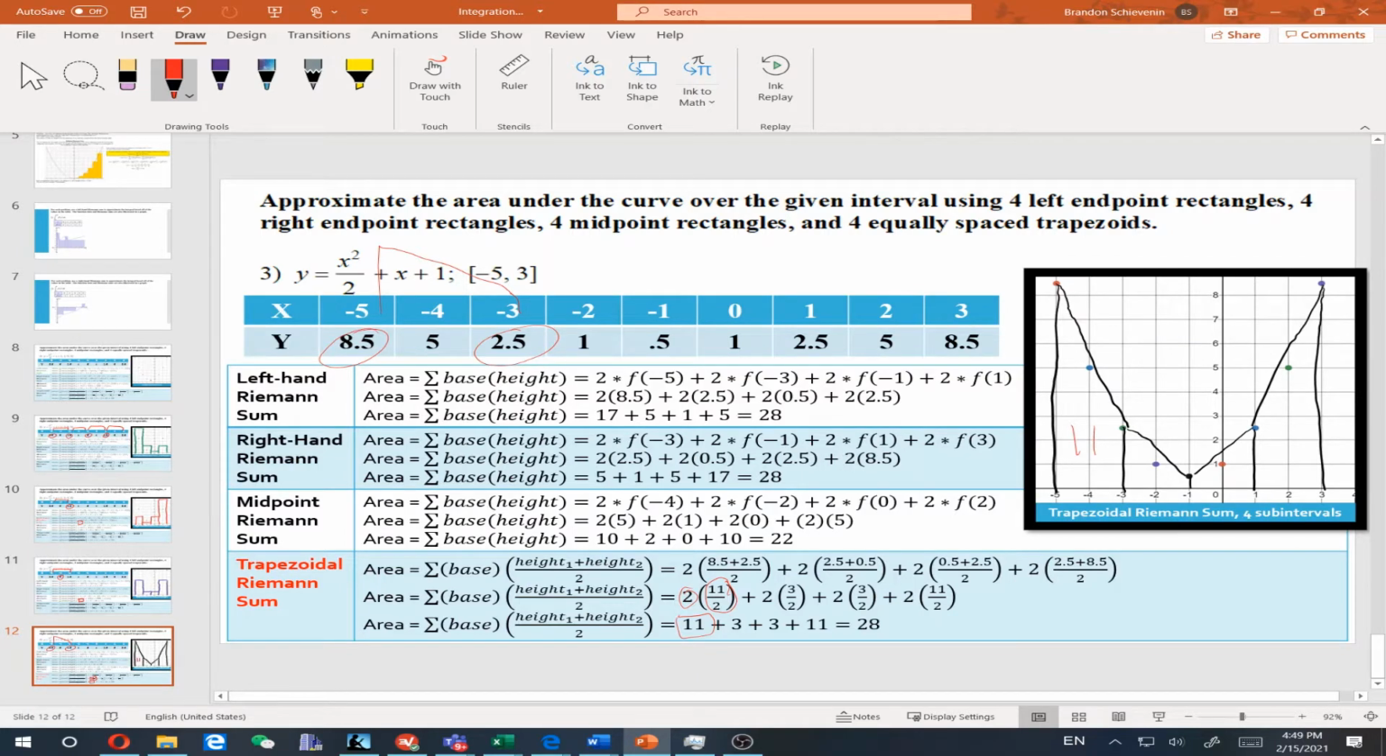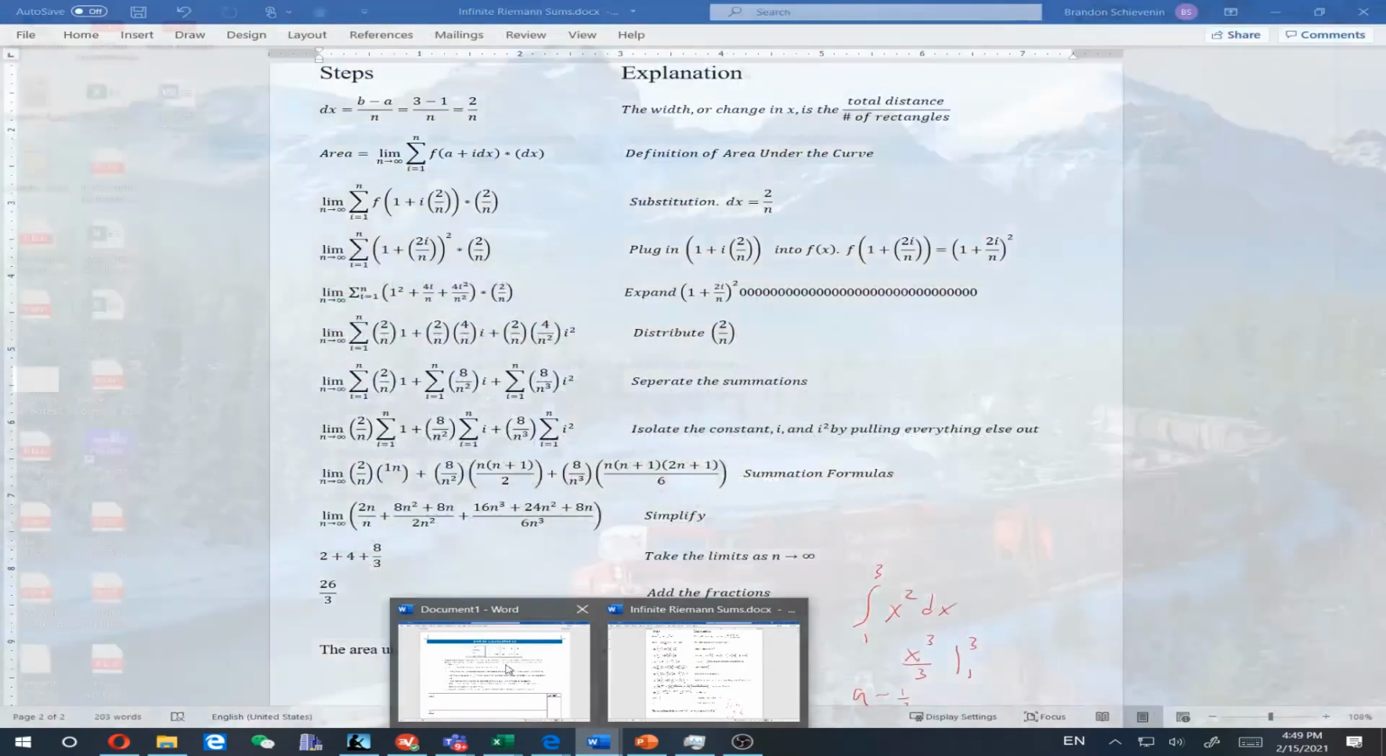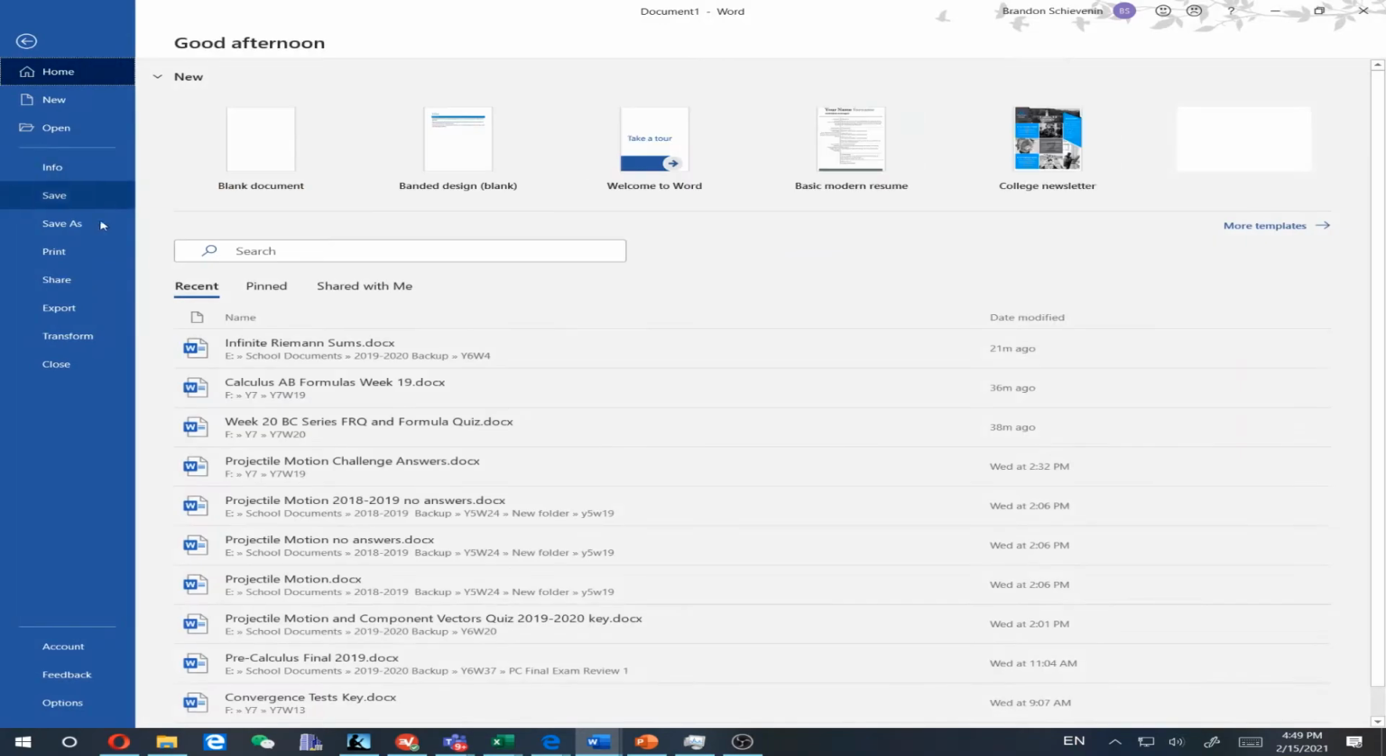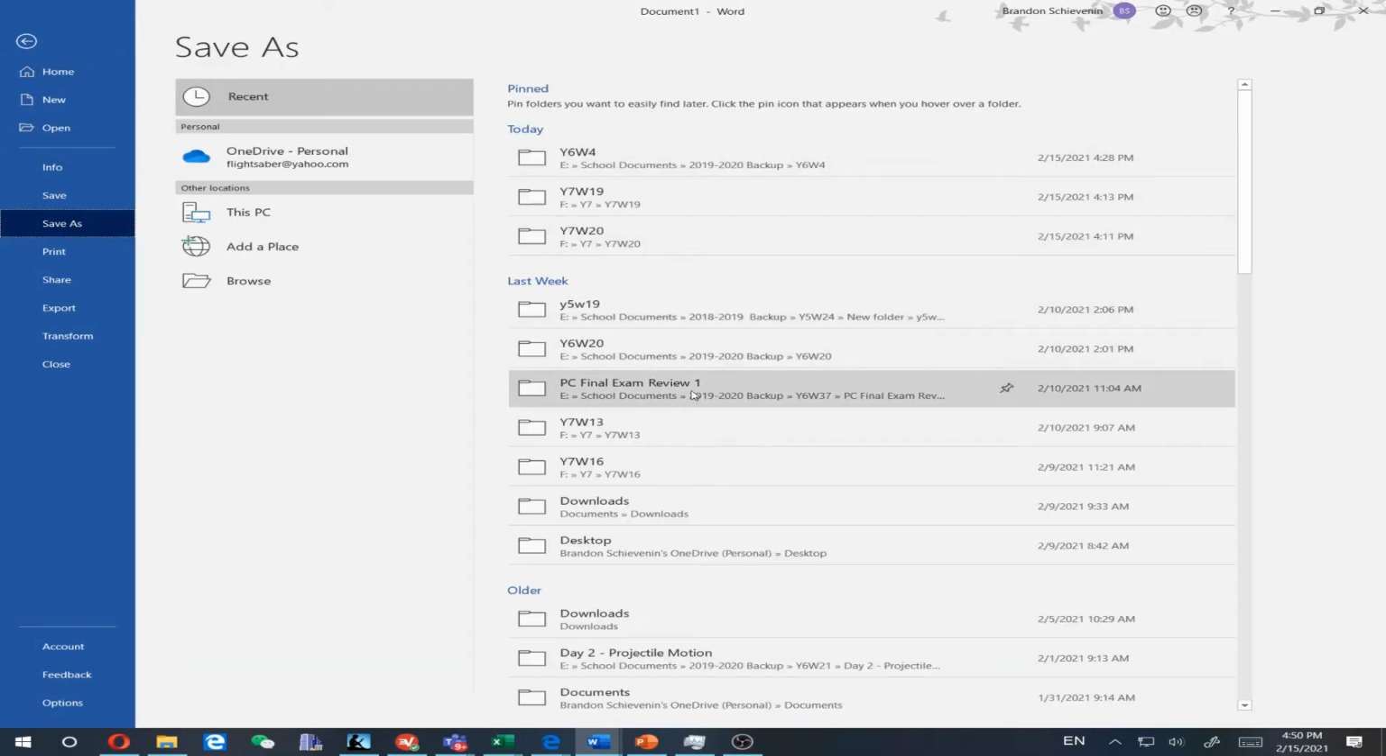All right. So I'm going to jump ahead and we'll take a look at some free response questions requiring Riemann sums. I think I'm going to go ahead and save this as a PDF so we can write on top of it.